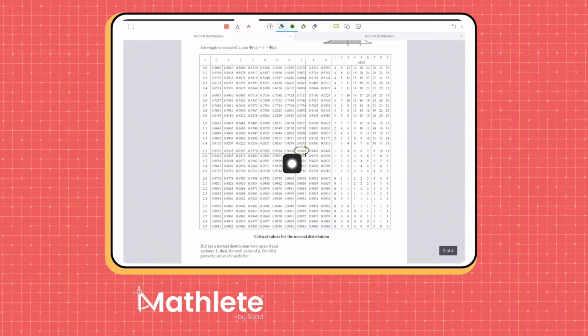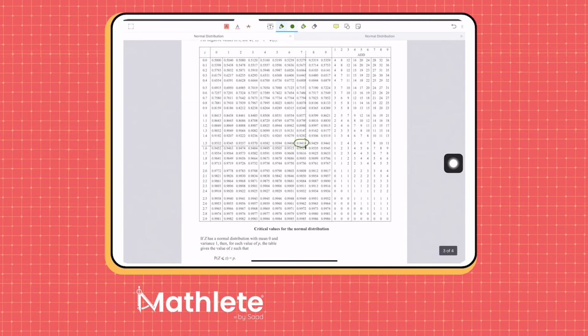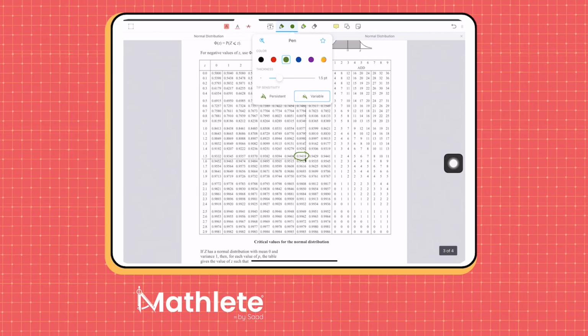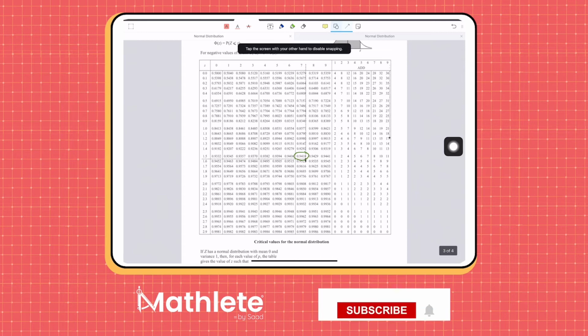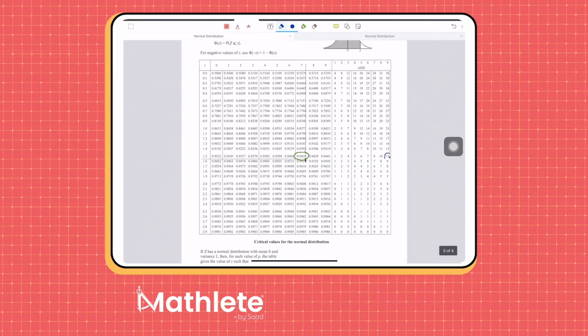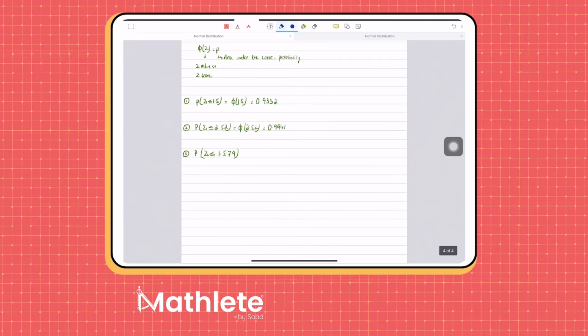Okay, so 0.9418. Now we carry on, because it's not 1.57, it's actually 1.579. So in order to find out the corresponding value of the third decimal, we see where 9 is. From this column and from the same row as 1.5, we take the corresponding value, which is going to be 11. And where do we add this 11? We add this 11 in the last two decimal places.